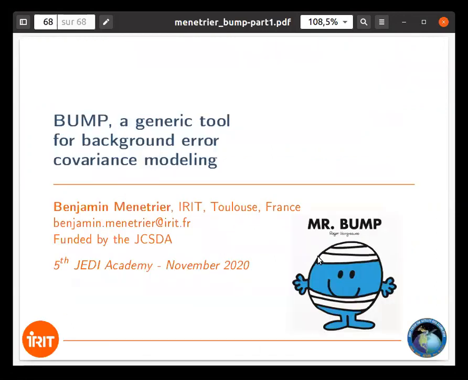And I think that's all for today. Tomorrow we'll talk more about the NICAS smoother, and I'll give you a few examples of how to use BUMP in an OOPS configuration file.